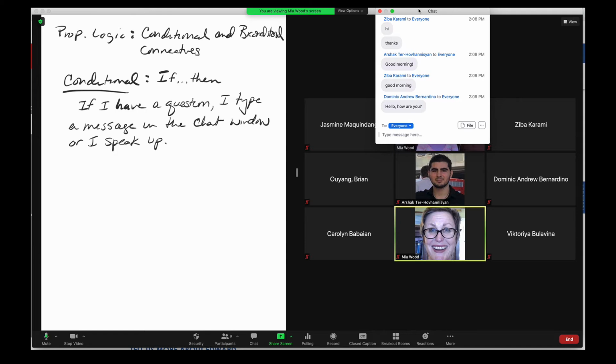Right? So I hope it's clear that this is a standard conditional claim. Notice the comma after the word question tells us that what follows is a unit, right? Because notice that we've got one of our old friends here. We've got our if-then claim, but notice the then is implied. So we've got the sentence, I have a question, that goes with the if clause. And then we have the disjunction, I type a message in the chat window or I speak up. That goes with the then clause, and it is itself a compound sentence.